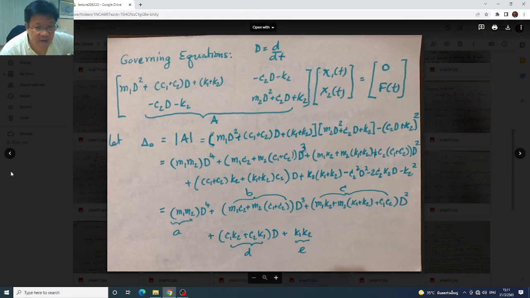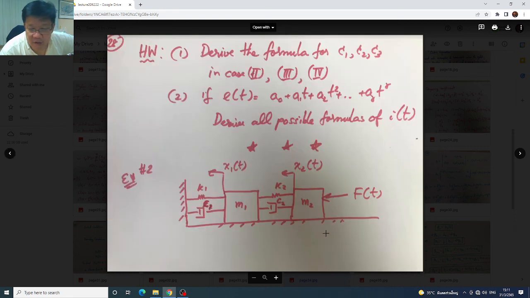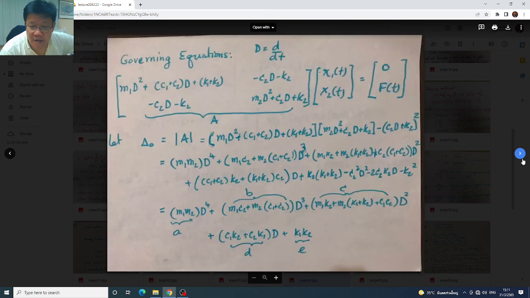But again, when you look from this side, these two elements, k sub 2 and c2, are also connected to m1. Therefore, you need to subtract x sub 1 here, just like what you did when you considered m sub 1 in the first equation. Look at it, it is the same: minus c2 D minus k2, but this one you multiply by x sub 1.